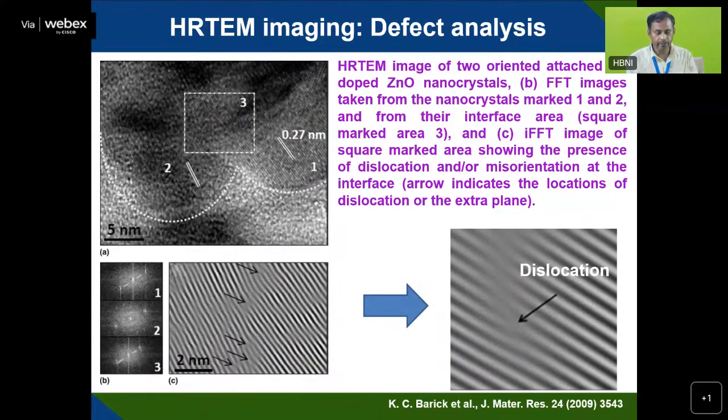So even defect analysis is possible by HRTEM. This is grain 1, grain 2, and grain 3. When two grains fuse in this region, 3 locations have been identified. You can create an FFT image, a Fourier transform image, of the 3 locations, and then go for the inverse Fourier transform. You can see here the lattice planes are clearly visible, but you can see that a plane is coming here, and that one lattice plane is diverting, breaking into 2.